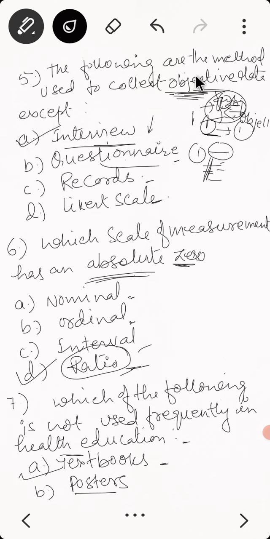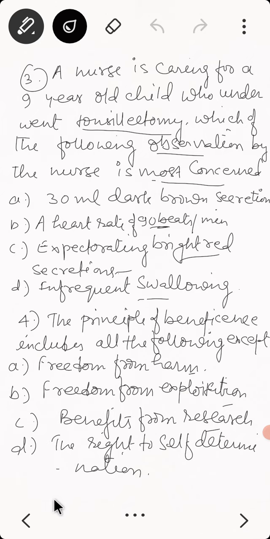What was your question? The following are the methods used to collect objective data except. कौन सा नहीं है objective data के assessment का method? So the right answer for this question is your interview. Okay, moving on to the next question.